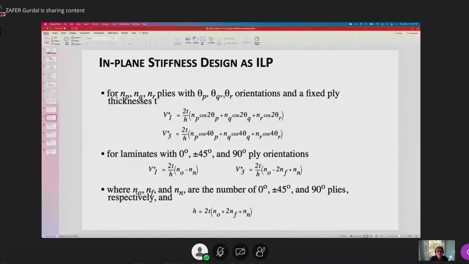With each ply being thickness T, in which case, for the case of n equals 3, V1 star is 2T over H, number of 0-degree orientation angles, for example, or 45s, or whatever you choose those P's and Q's to be, and each of those can be computed like that. If you have, let's say, you're building a laminate that is composed of zeros, plus minus 15s, plus minus 30s, plus minus 60s, plus minus 75s, and 90-degree plies, then you're going to increase this to be a longer list. That will still give you V1 star and V3 star, knowing the number of layers of that particular orientation angle.